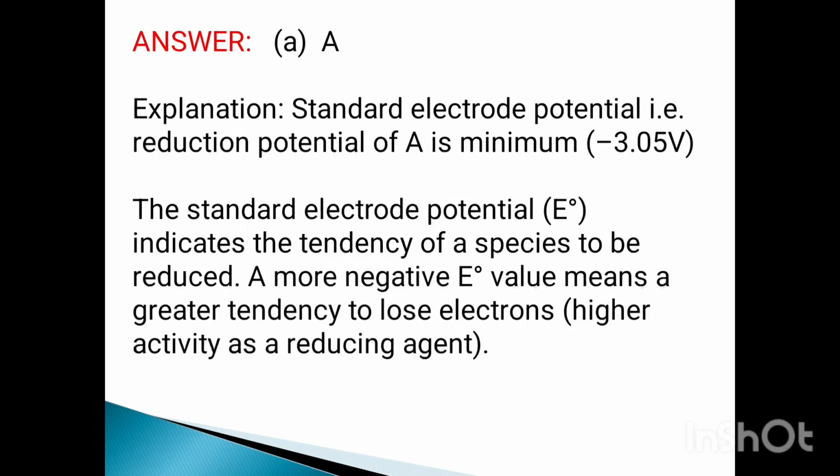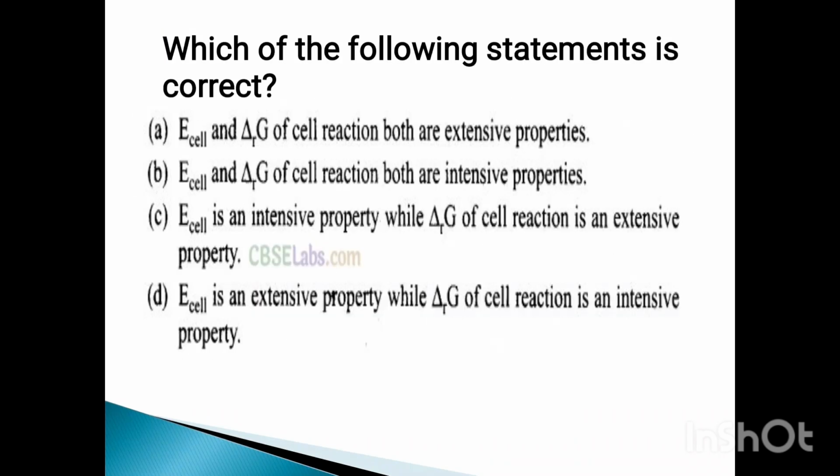A is the answer. Here the standard potential, that is reduction potential of A is minimum, that is minus 3.05 volt. The standard electrode potential E0 indicates the tendency of a species to be reduced. A more negative E0 value means higher tendency to lose electrons. That's why higher activity as a reducing agent.